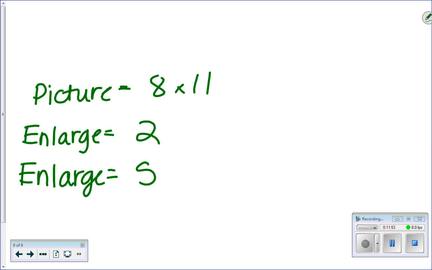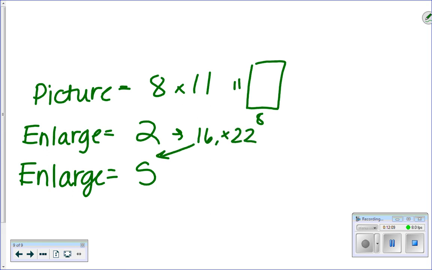Well, these are each a dimension. So it looks like this, 8 and 11. So you're going to have 2 dimensions for every single one. Correct. So first we're going to enlarge this by 2. So it would be 16 by 22. Then you're going to enlarge it again, going back to the one you were, by 5. And it would be 80 by 110.